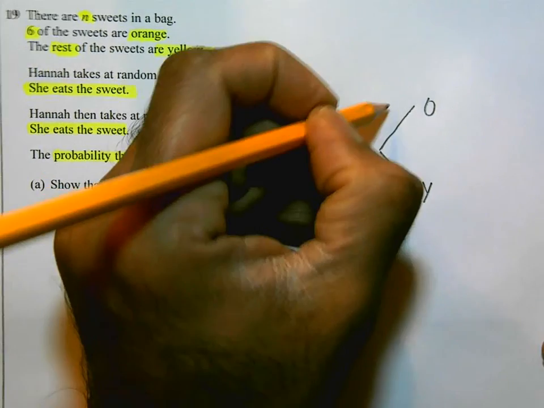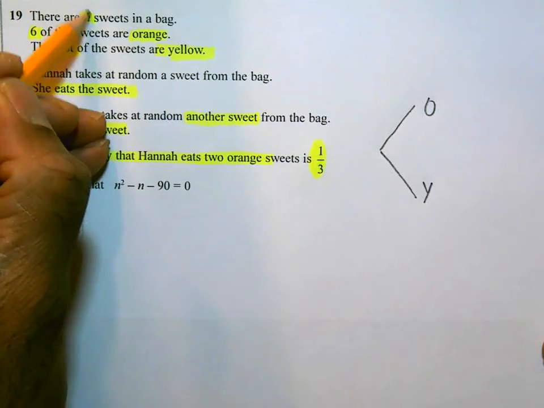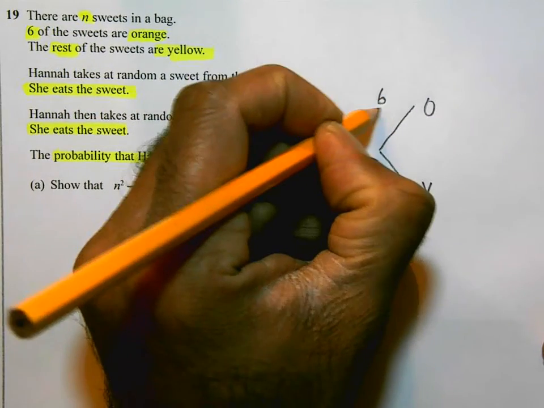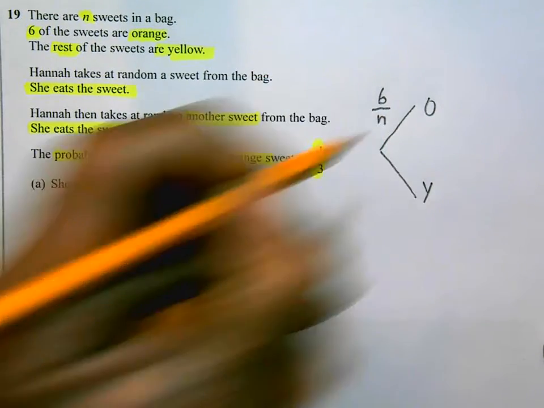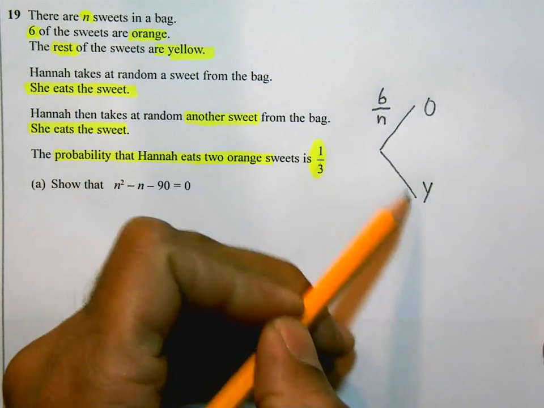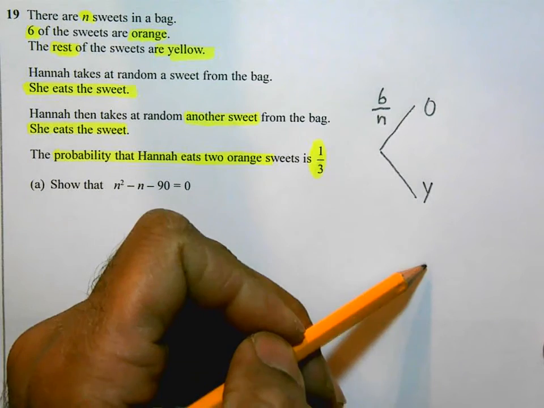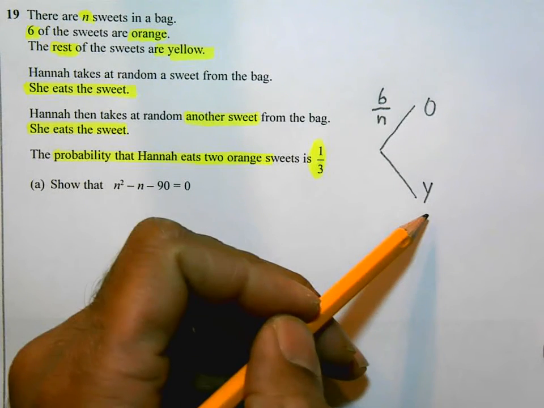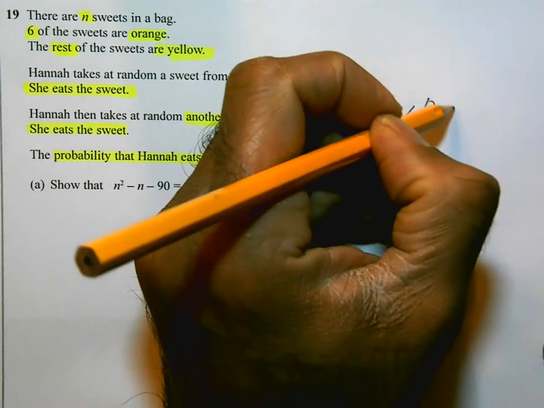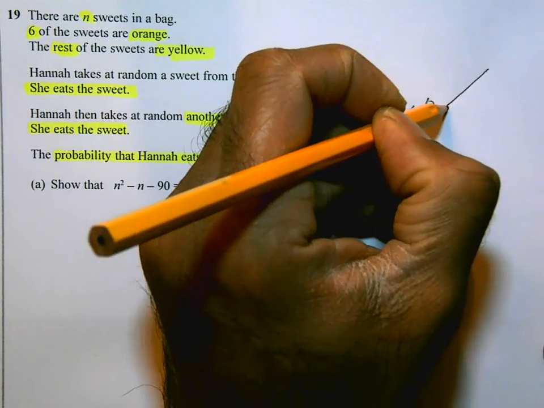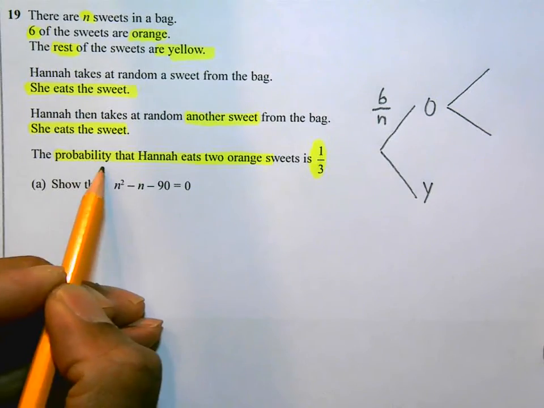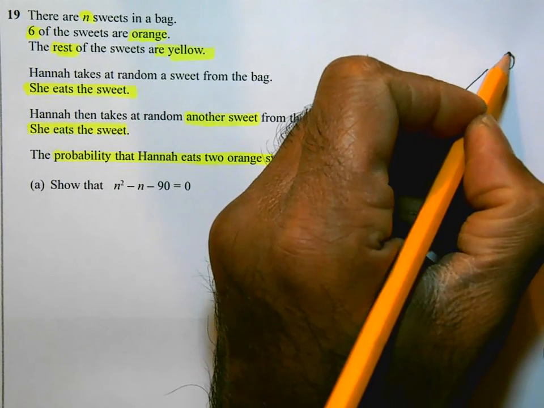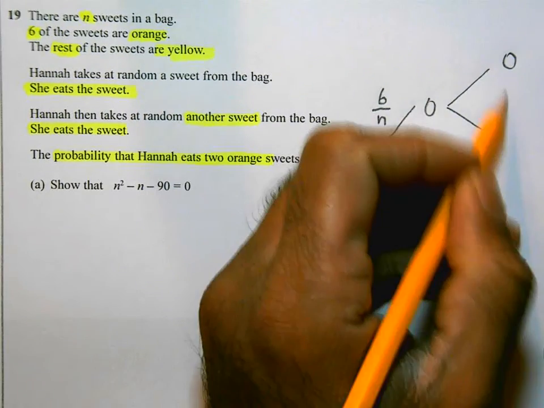I don't know how many yellow sweets there are, so I don't know much about this yellow side. What I do know is that she picks another sweet. And if she eats 2 orange sweets, that means she got an orange sweet first and then another orange sweet. When she picks the second time, she can get either orange or yellow, but we know that she picks another orange sweet, and they've told us that the probability of picking 2 orange sweets is 1/3.